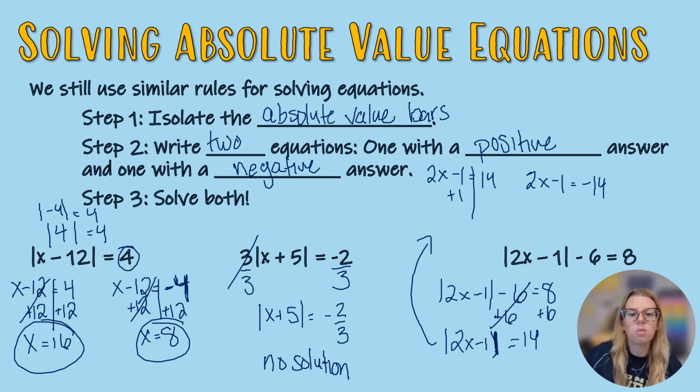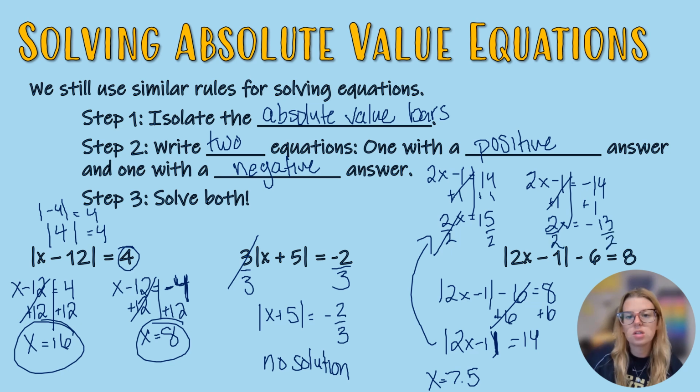So I'm going to add 1 to both sides. I get 2x equals 15. Divide by 2, divide by 2. And I get x equals 7.5, or 15 over 2. And then let's solve the other one. We're going to add 1 to both sides, add 1 to both sides. 2x is equal to negative 13. Divide by 2, divide by 2. And x is equal to negative 6.5, or 13 over 2.